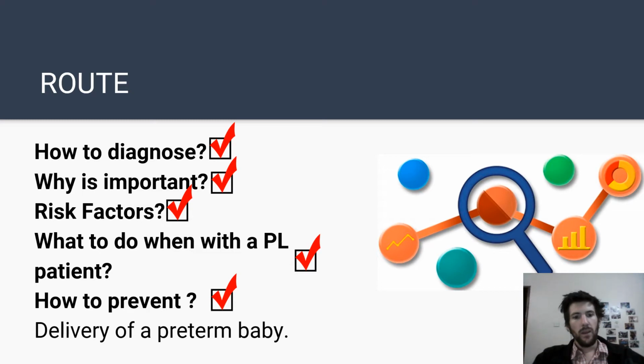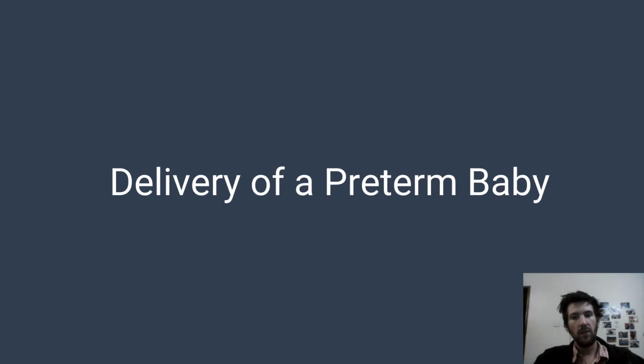So now we have seen how to diagnose, why it's important, the risk factors, what to do when we have a preterm labor patient, how to prevent it, and the last part is the delivery of a preterm baby. So how should we attend this delivery of a preterm baby? We know, of course, we have talked about that we need to have the resuscitation team, and here the risk is for the fetus, not for the mother. But also, it's important to know how to attend this delivery. So, delivery of a preterm baby.